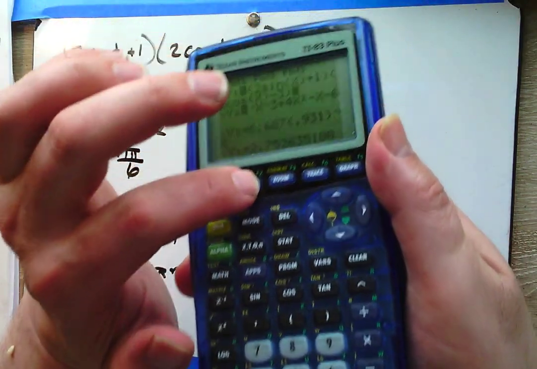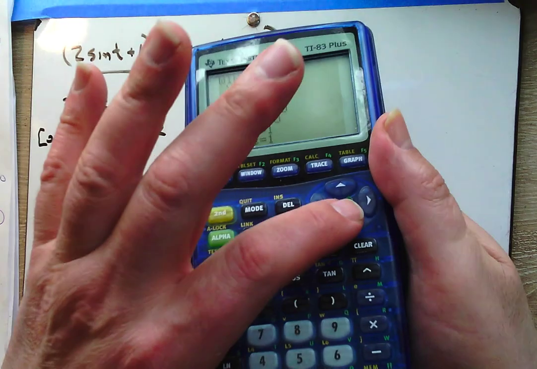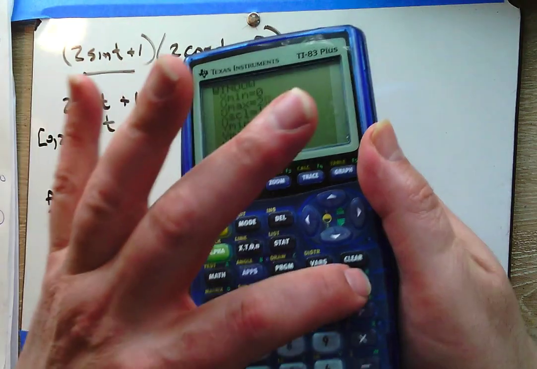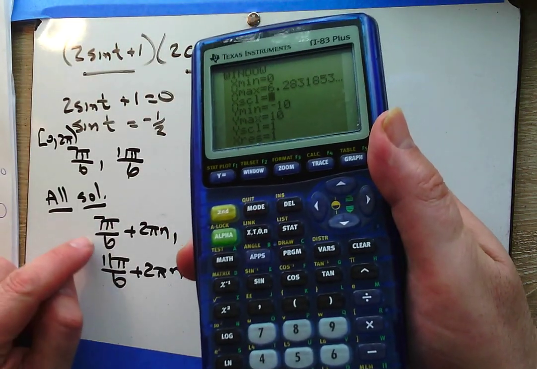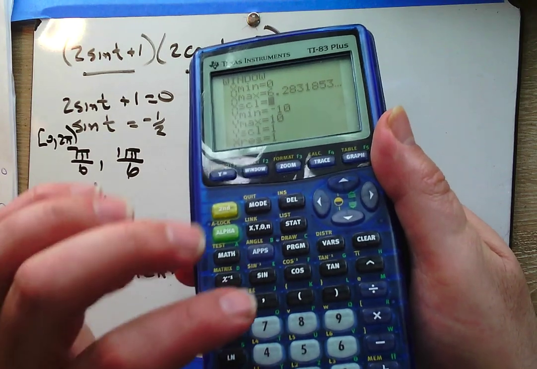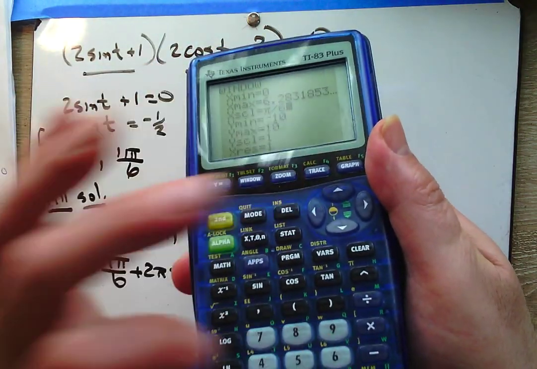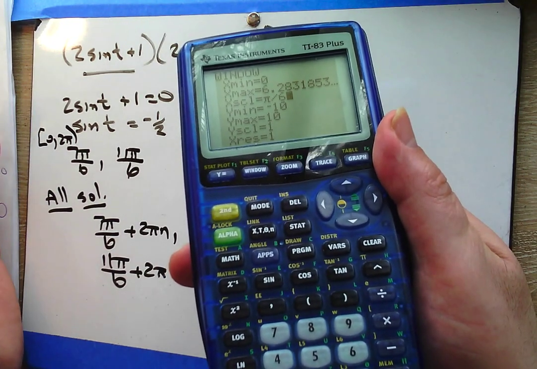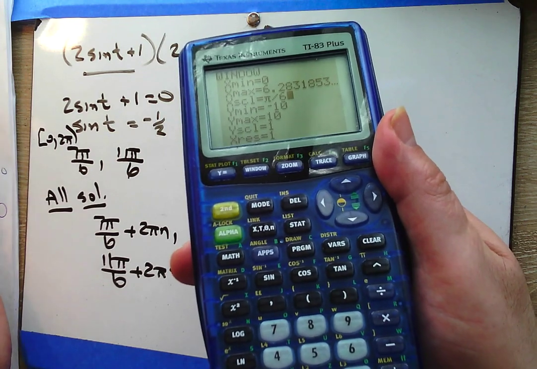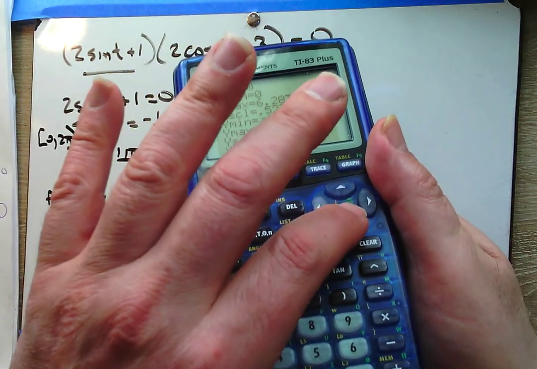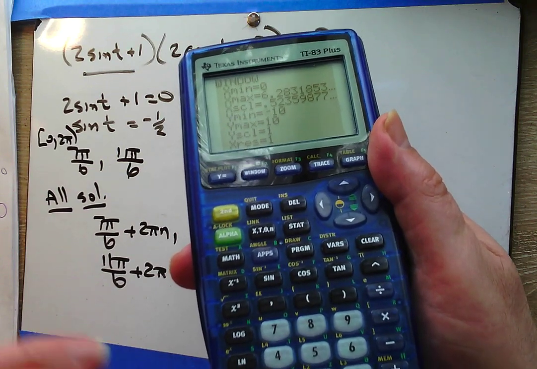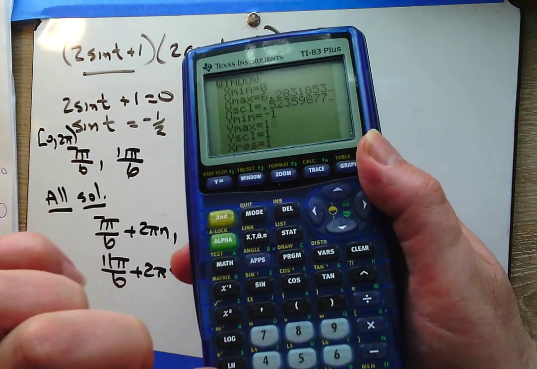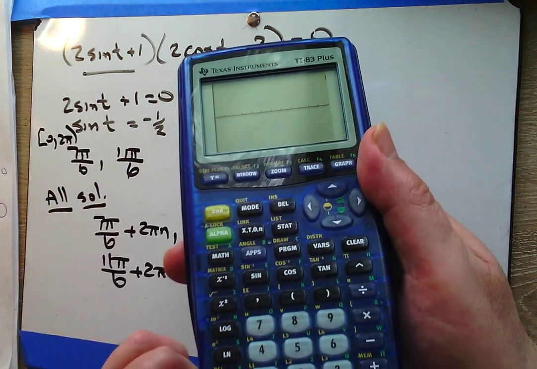Next, I'm going to go over to my window, and I want to go from 0 to 2 pi. And I think my answers are pi over 6 things, so I'm going to set my scale at pi divided by 6. My y values? Well, this is a sine graph, or a cosine graph, that goes from -1 to 1. So I'm going to change my y min to be -1, my y max to be 1, and I'm going to hit graph.